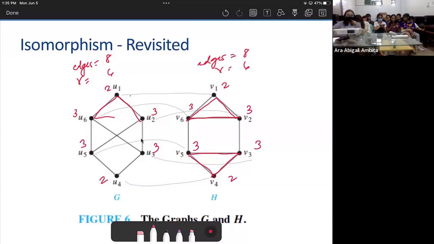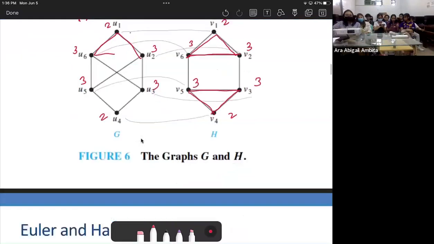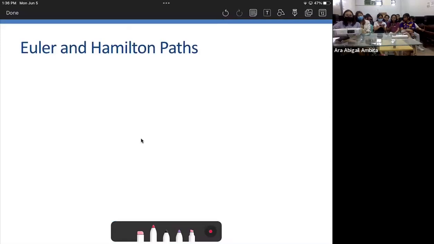Okay, so even if they have the same number of edges, same number of vertices, or same degree for each na vertex. Okay? Okay, now let's go to Euler and Hamilton. Have you heard about this? Euler's name. Right, Euler and Hamilton.